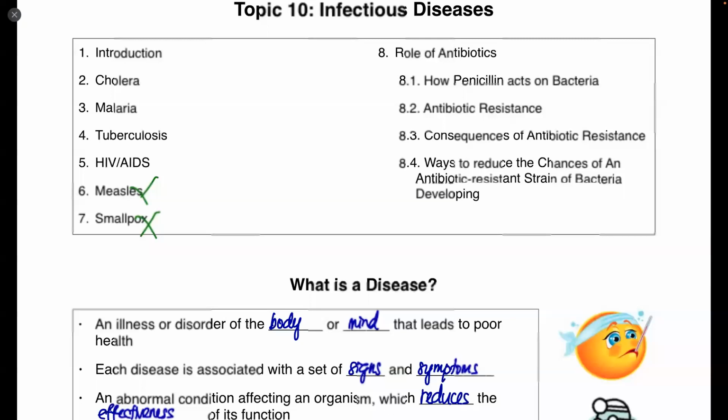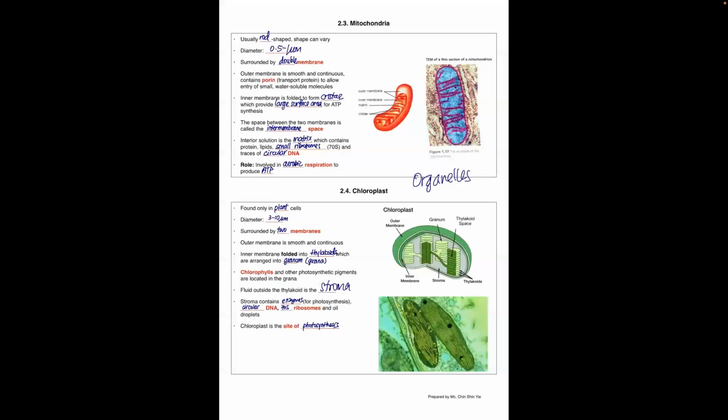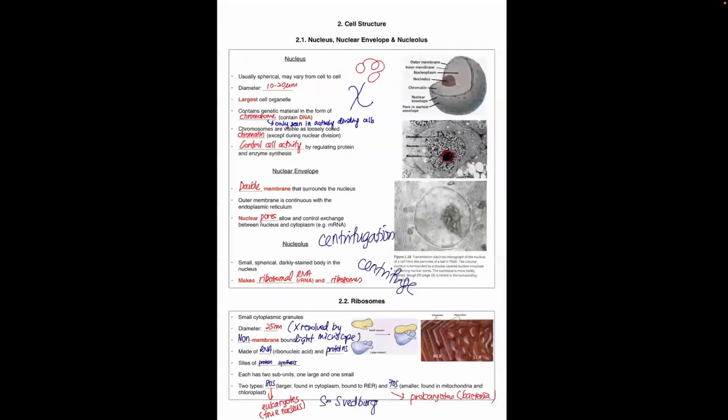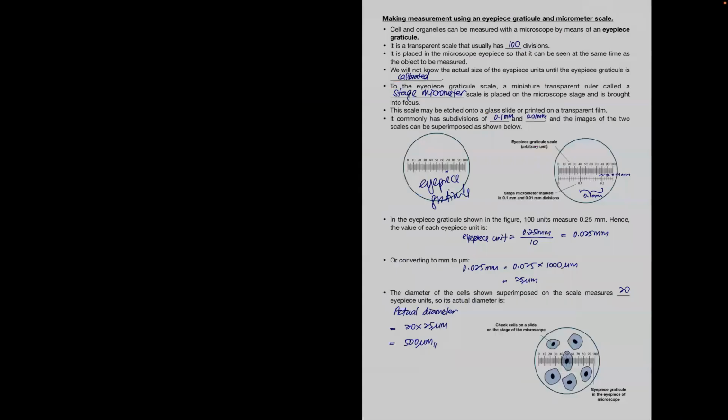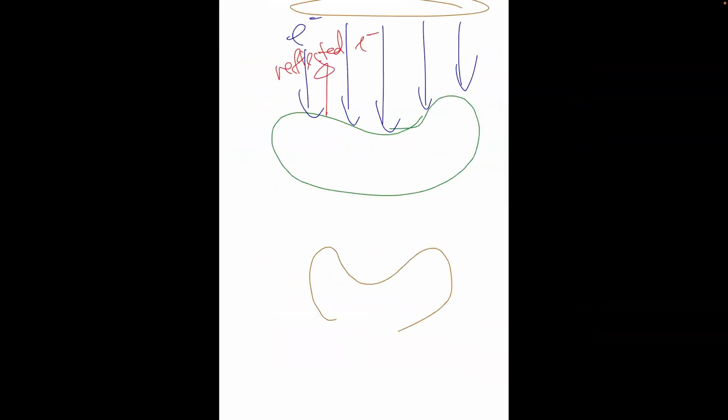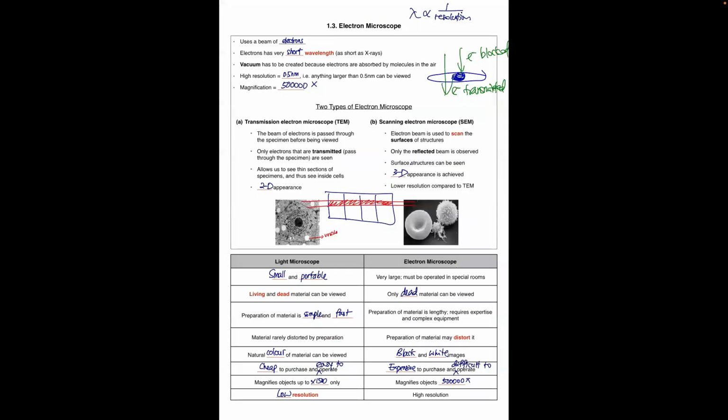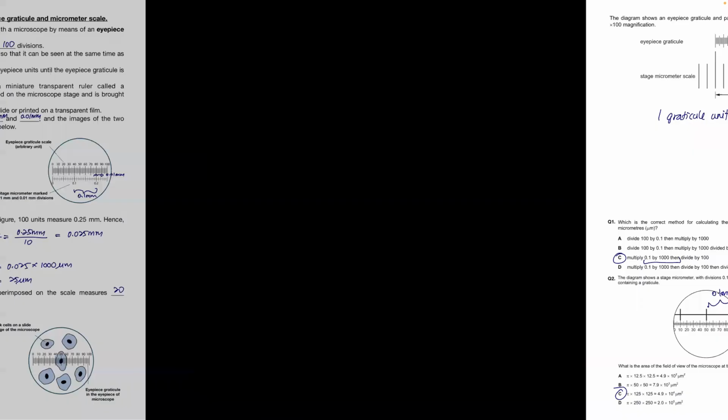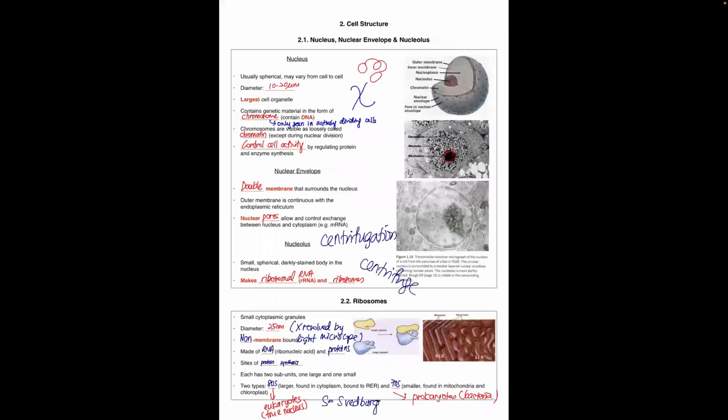Okay, so we'll continue here, cell structure. Yesterday we covered some basics of microscopy, comparing light and electron microscopes. I want to do a recap for now. Then we started looking at different cellular structures.